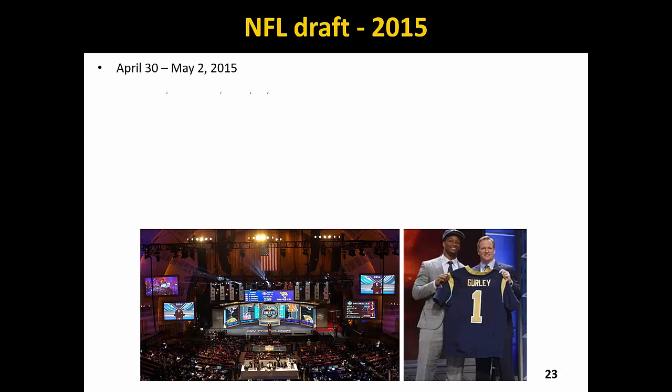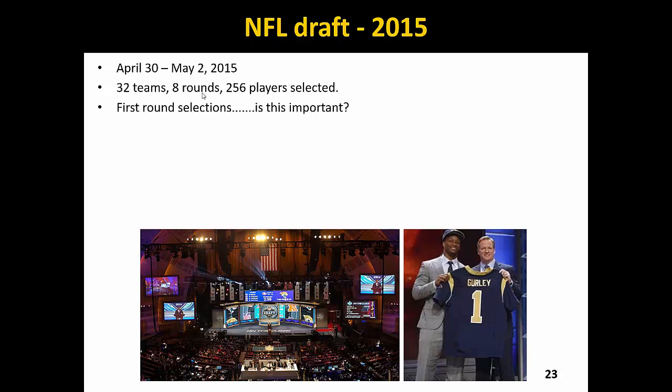In the NFL draft in 2015, and I'm going to use this as an example, there were 32 teams, and in each round, each team in an ordered fashion gets to select a player to invite to their training camp and to sign a contract to join the team. In 2015, a total of 256 players were selected. Now, I'm going to focus on the first round selections here.